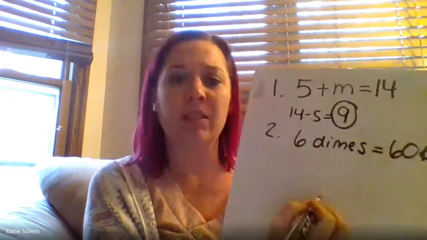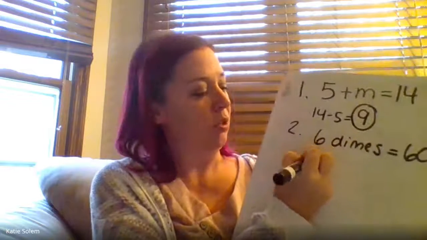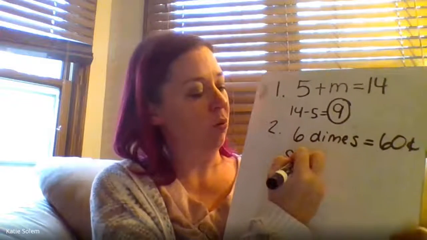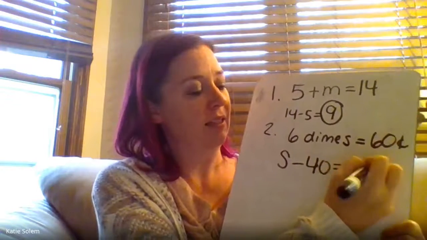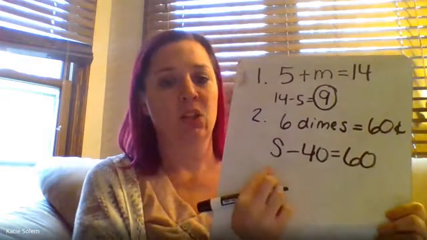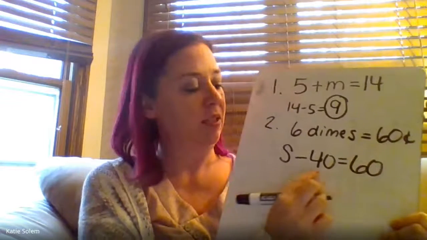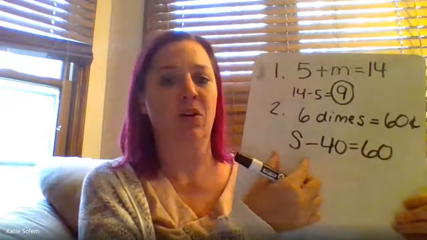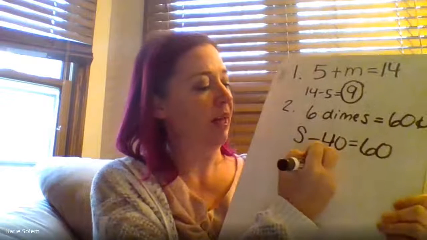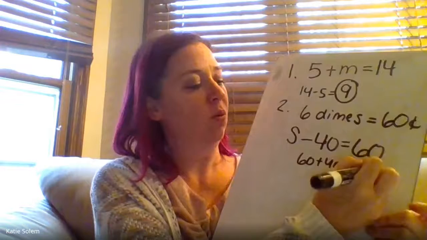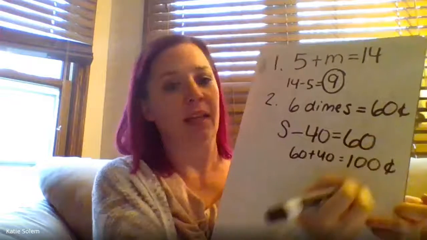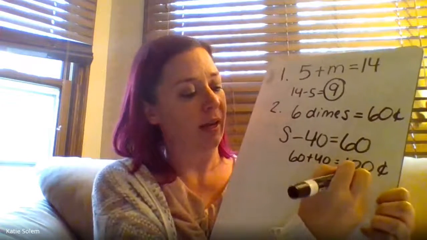So now we're missing the beginning. We don't know what he started with, but we know he spent 40 cents. And at the end, he had 60 cents left. So we are missing the total. We need to know what it was that he started with. So to find that, we're going to add 60 plus 40 equals 100 cents, or you could write it as $1.